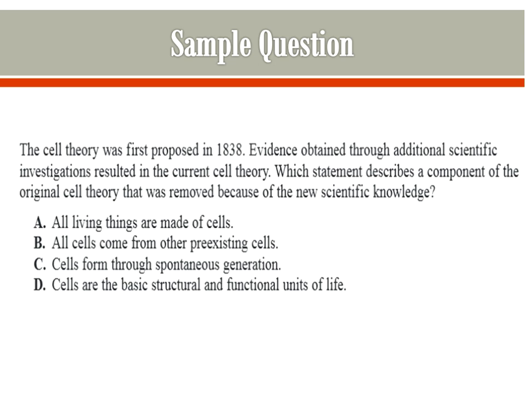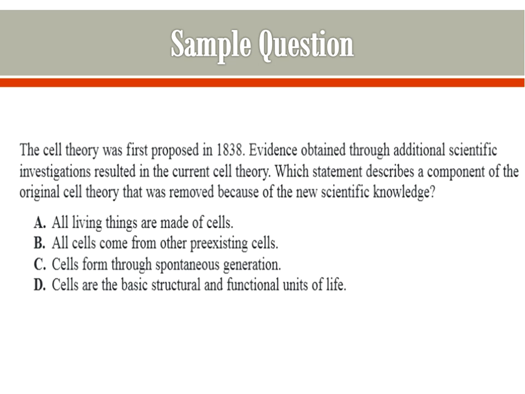All right, we got 4 A's and 4 C's. Let's see. 5 A's and 5 C's. Uh-oh, we're split. So let's see. Which statement describes a component of the original cell theory that was removed because of new scientific knowledge?